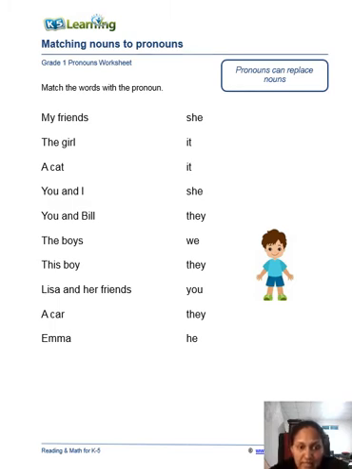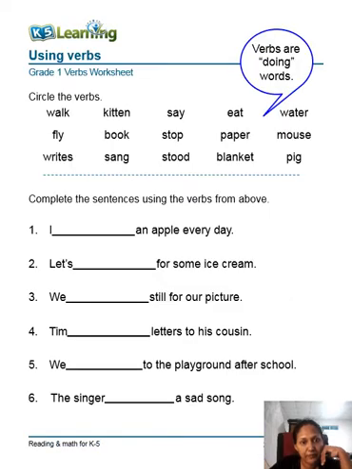It. Car is a thing, an object, so we use it. Emma is a girl, so we can say she. So you can match the noun to the pronoun. Okay. Then we move on to the next activity sheet.